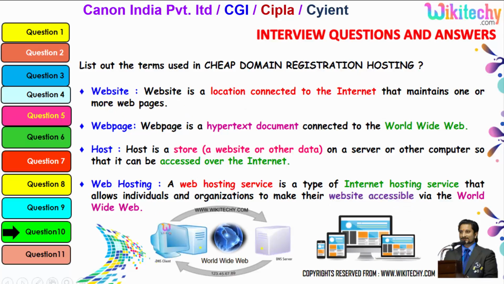Website. A website is the location connected to the internet that maintains one or more web pages, like Wikidigi.com. What do you mean by web page? A web page is a hypertext document, an HTML document connected to the World Wide Web. Host. A host is a store on your server or other computer so that it can be accessed over the internet.